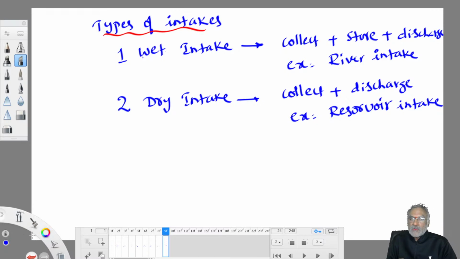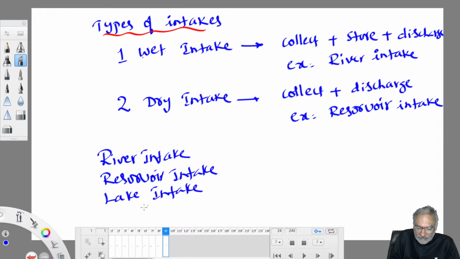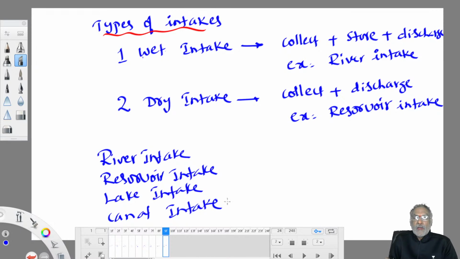They are also classified based on the source at which they are constructed. They are river intake, reservoir intake, lake intake, canal intake, etc. Like that, different types for different sources. Purpose is the same. Some of them are dry, some of them are wet. Except reservoir intake, all the remaining, river intake, lake intake, canal intake, are wet intakes only. Same purpose we use them. Understood? Hope it is clear to you.